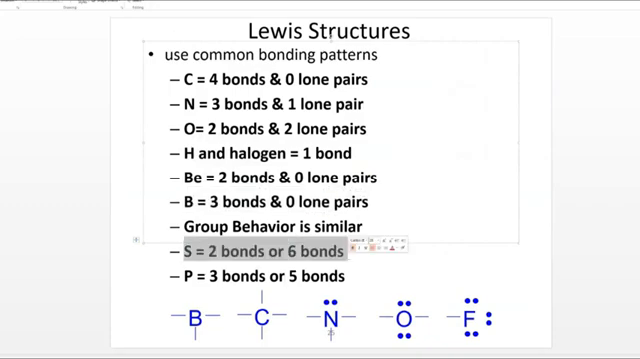Sulfur is a weird one. Sulfur could have 2, even 4, or 6 bonds, and all of those are considered to be relatively stable. Phosphorus is similar to nitrogen, but it can also form 5 bonds. The Lewis structures below show, for the common elements boron, carbon, nitrogen, oxygen, and fluorine, the Lewis configuration, with their lone pairs as dots and their preferred bonds as lines.